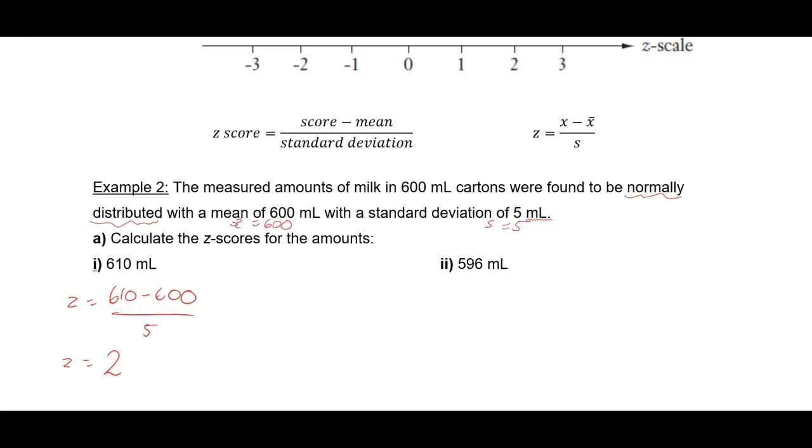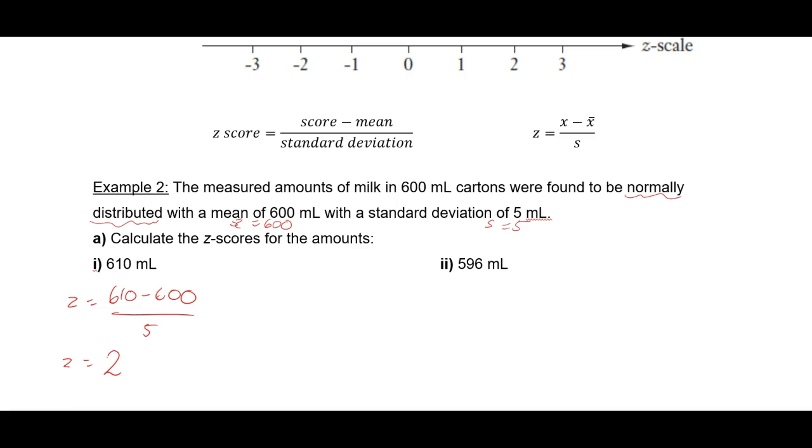Now for the second one here, 596. Well, it's less than the mean, so it's going to have a negative Z-score. It is 4 mils less than the mean, so that's less than 1 standard deviation below the mean, right? How much of a standard deviation? That's 80%, a 0.8 of a standard deviation. So this should have a Z-score of negative 0.8.